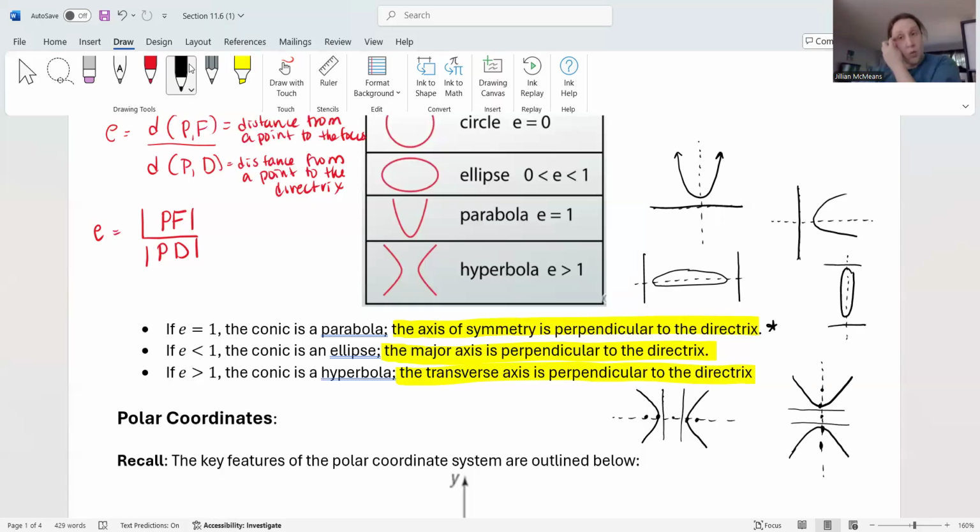Okay, so we need to understand what our directrix is perpendicular to. With a parabola, the directrix is perpendicular to the axis of symmetry. With an ellipse, the directrix is going to run perpendicular to the major axis, and for a hyperbola, the directrix is going to run perpendicular to the transverse axis. So those three statements are really important, and I'll bring them back in a bit.